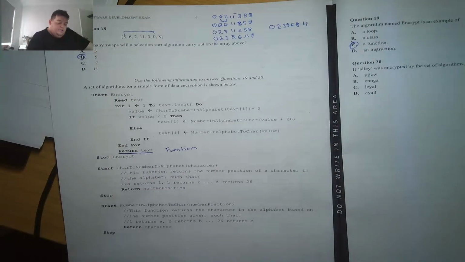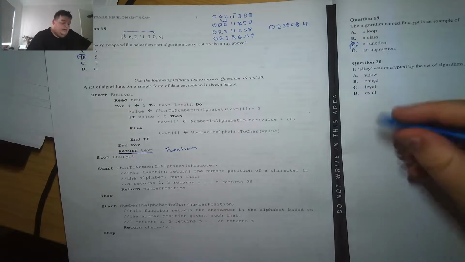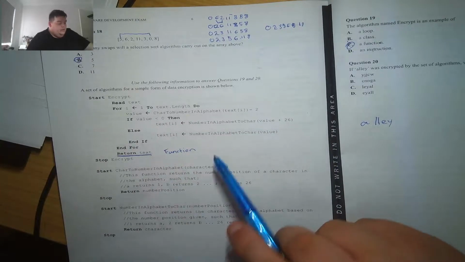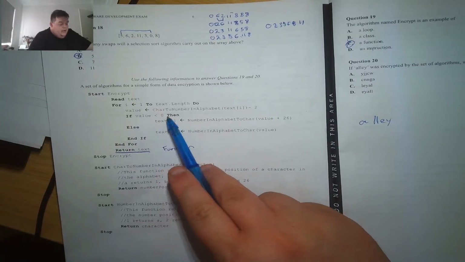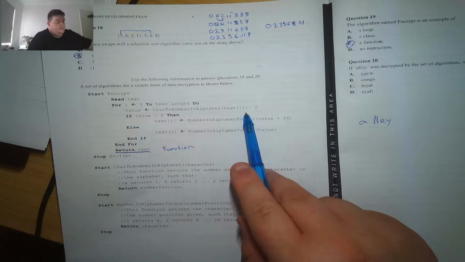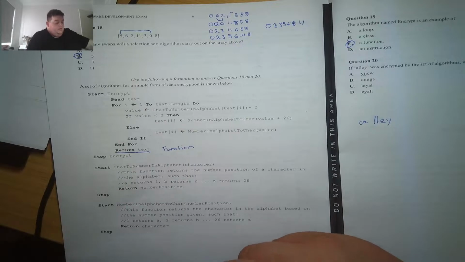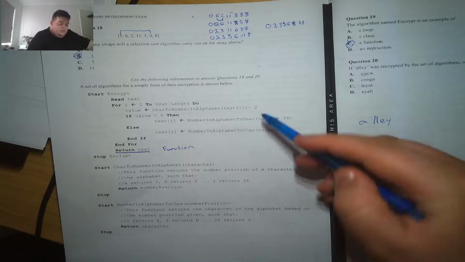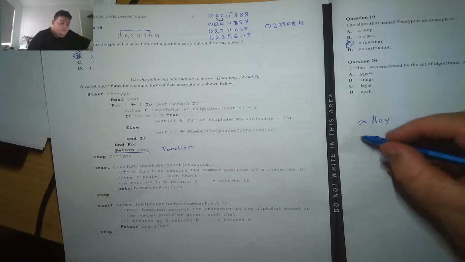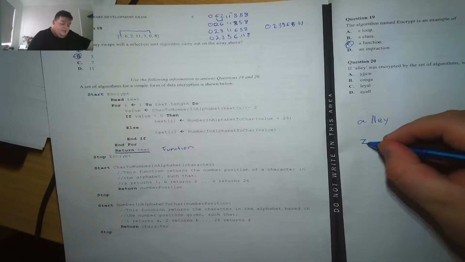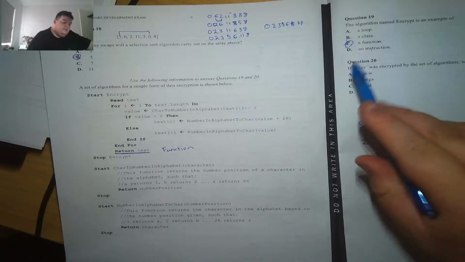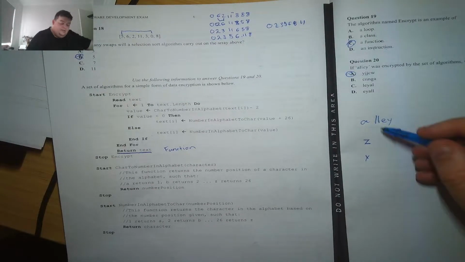If Ali was encrypted by the set of algorithms, what text would be returned? Okay, let's have a look. So the value becomes the character number value in text minus 2. If the value is less than 0, you add 26, otherwise not. So it seems like it's shifting the letters back two. A is going back to Z and then to Y, which seems to tell me that that's the answer already. But let's have a look here.